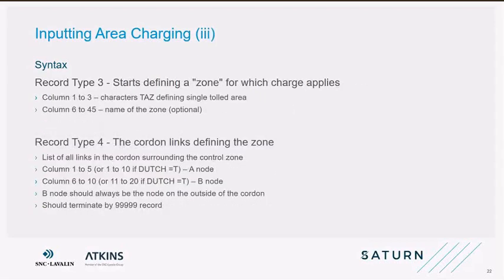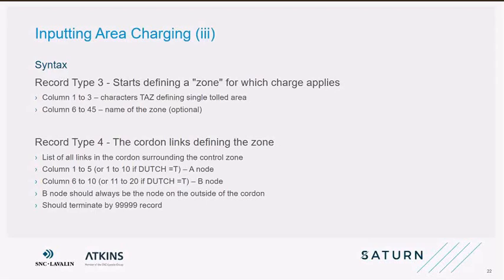Then the record type 3 will define the TAS. So similarly, like what you did for tag, you can give a name for your TAS, and then in record 4 you actually code the cordon links. So you code it as A node, B node, with B node being outside the cordon always. And this should be terminated by 999. So this is the simple coding.